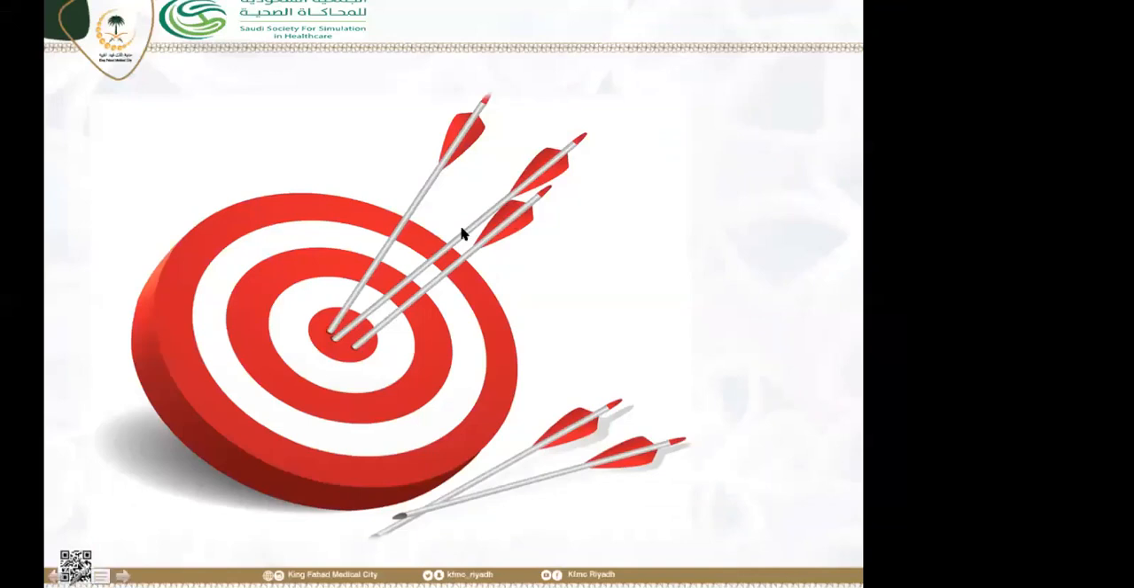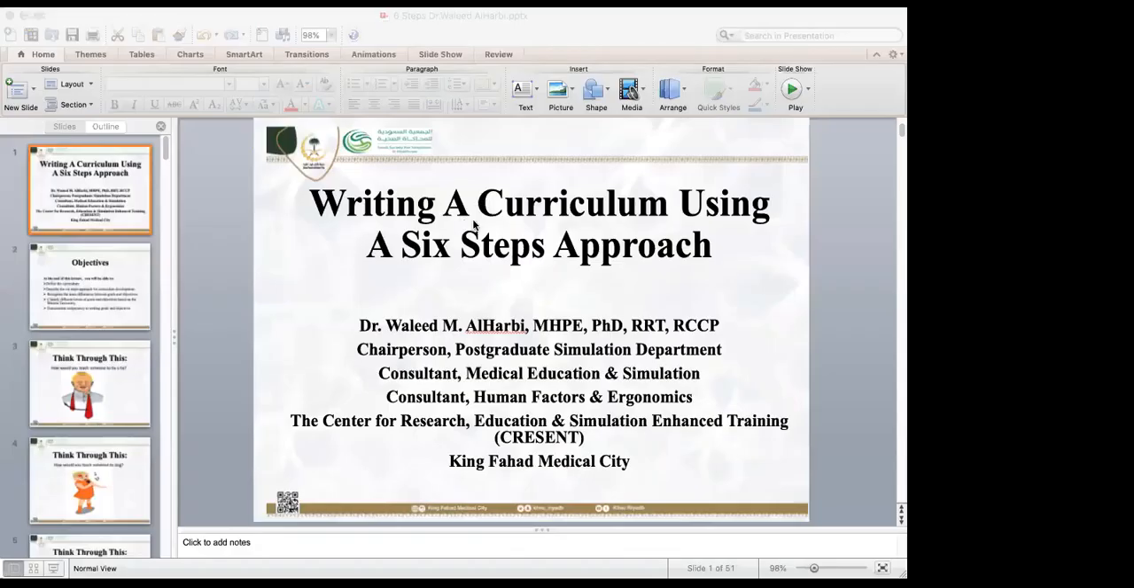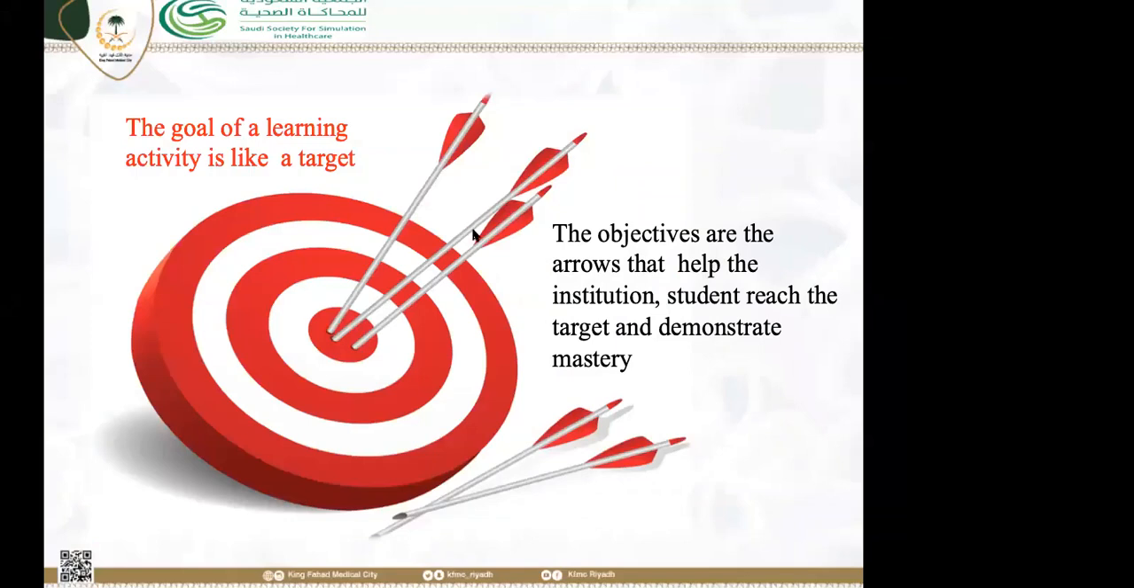Look at here. The goal of a learning activity is like a target. We have a target. We want to reach that target by the end of this course. This is our goal. While the objectives are the arrows that help the institution, whether the hospital, the department, or a student, to reach the target and demonstrate mastery. So, the goal is to let your students master the IV cannula insertion. One of the objectives should be first, the hygiene. Second, the skills.